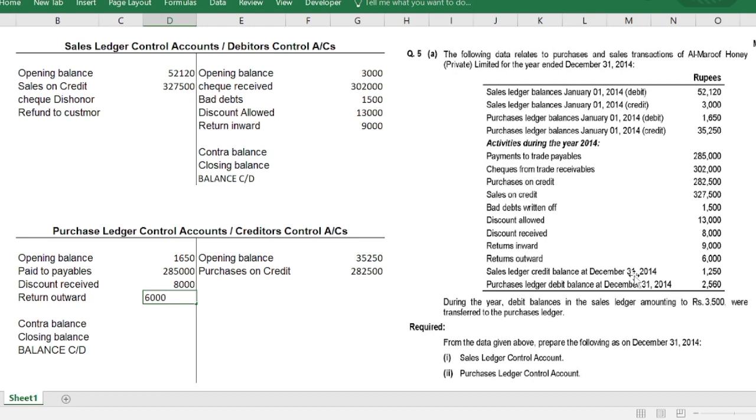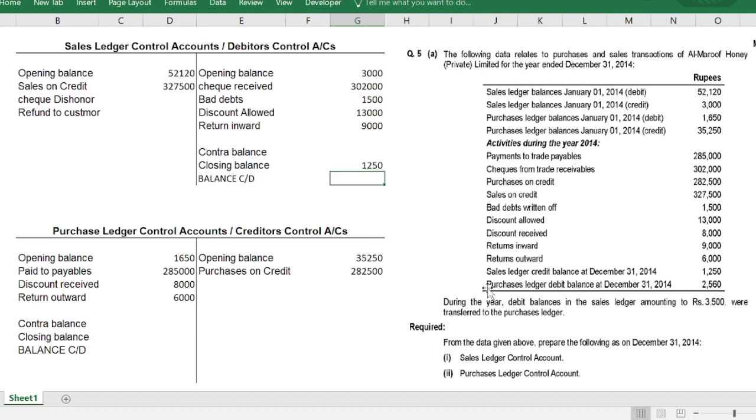Here the closing balance of sale ledger control account is mentioned. Always remember that the closing balance of sale ledger control accounts is recorded on the credit side. Okay, we will go on the credit side in sale ledger control accounts and record it by 1250.